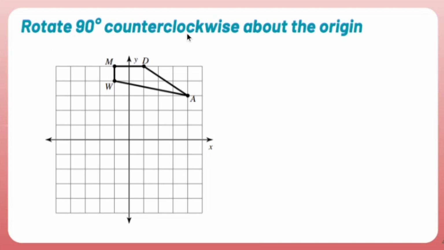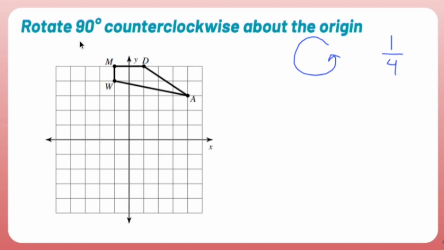Rotate 90 degrees counterclockwise about the origin. All right, so when we take a picture and we rotate it, we have to first care about our direction. Counterclockwise is the opposite of clock. Clock goes this way, so counterclock goes that way. 90 degrees tells you how much you turn. So the whole spin would be 360. So 90 out of 360 is a quarter of a turn.